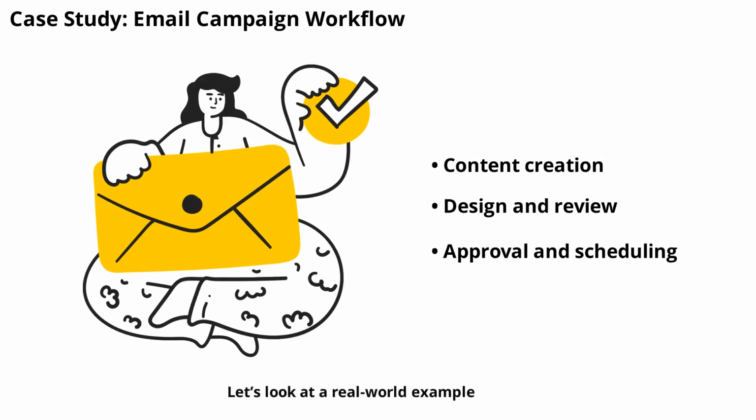Let's look at a real-world example: designing a workflow for an email marketing campaign. The process starts with content creation, followed by design, review, and approval. Once approved, the email is scheduled and sent. Each stage has a clear owner and approval step with automated notifications to keep everyone on track. This structured approach ensures that emails are accurate, on brand, and delivered on time.